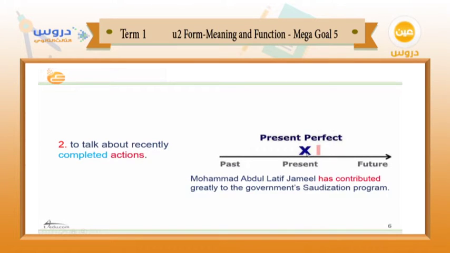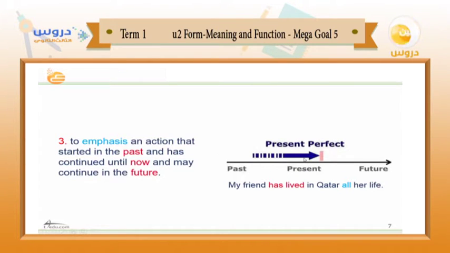Okay, the third one is to emphasize an action that started in the past and has continued until now and may continue in the future. So this action started in the past, has continued until now, and may continue in the future. Past, now, future. Three tenses. That emphasizes this action.